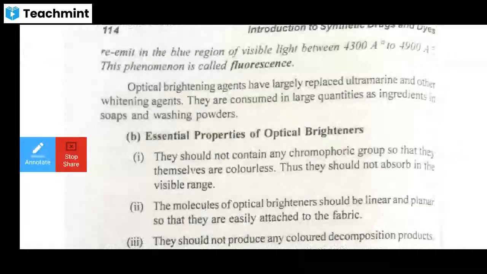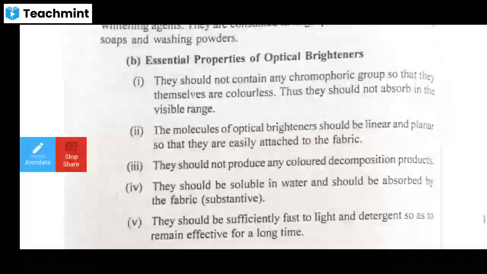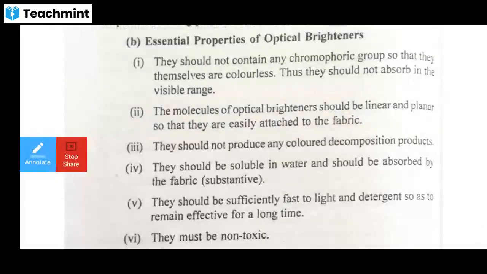So these are the fluorescent materials and this phenomenon is called fluorescence. Optical brightening agents have largely replaced ultramarine and other whitening agents. They are consumed in large quantities as an ingredient in soaps and washing powders. So brightening agents are required not only in fibers, they are also used in other materials.